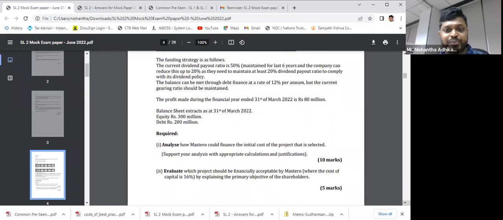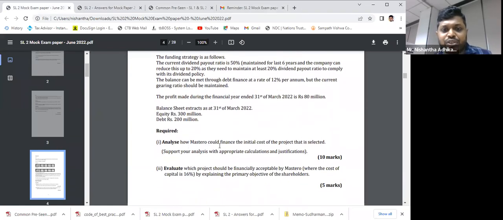What is the requirement? Analysis of how Mastero could finance the initial cost of the project that is selected. If they are going to finance this one, they have an option. They can use 24 million, but 46 million is a marginal amount. You can borrow it from the banks.